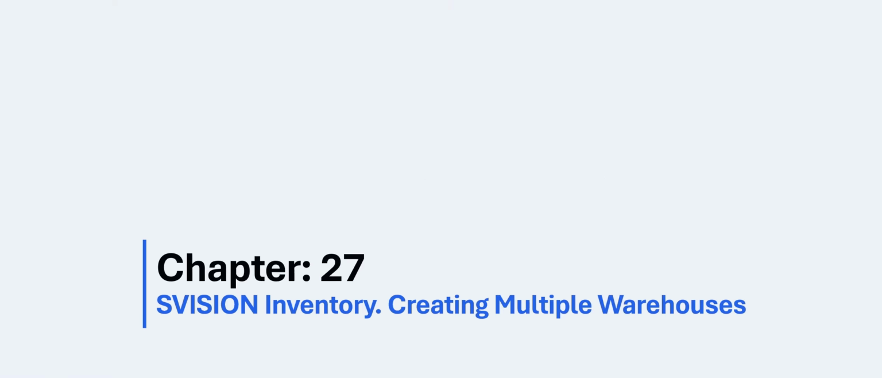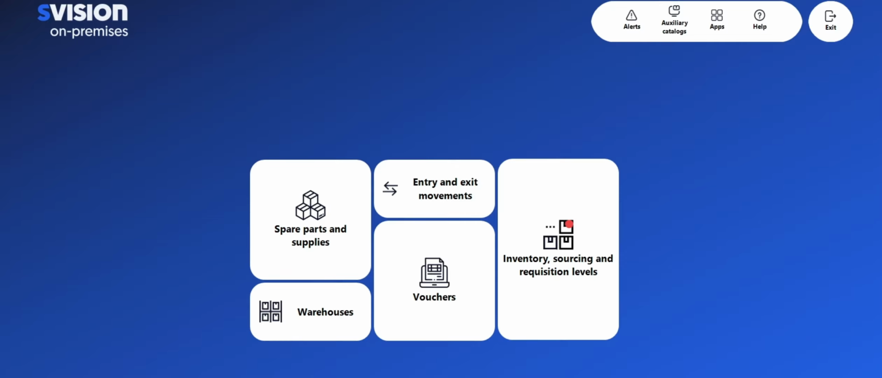Chapter 27, SVISION Inventory, Creating Multiple Warehouses. To optimize inventory management in large facilities or organizations with multiple locations, the system allows the creation of multiple warehouses. This feature is ideal for companies with several industrial sites or geographically distributed locations that want to centralize operations within a single database and a unified catalog.